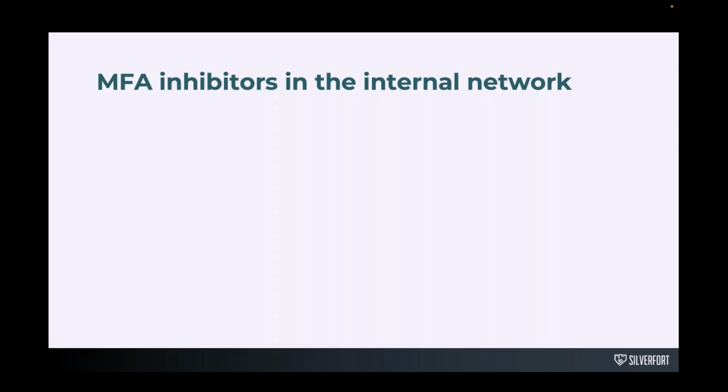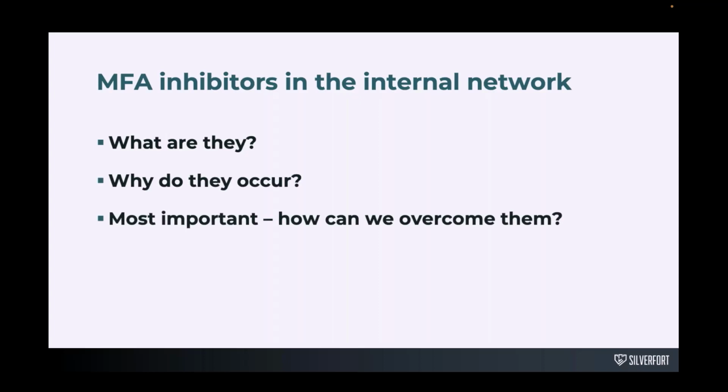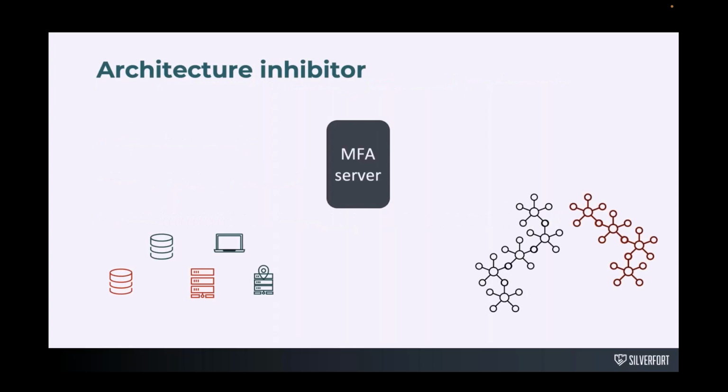We also have MFA in a more inner circle, and this is the remote connection from the outside to the internal network. I would say this is not as solid as web and SaaS, but it's good enough. Where things start to get more complicated is the internal network, and we'll start talking about these inhibitors. What are they? Why do they occur? And of course, most important, how can we overcome them? Let's start first with the architecture inhibitors.